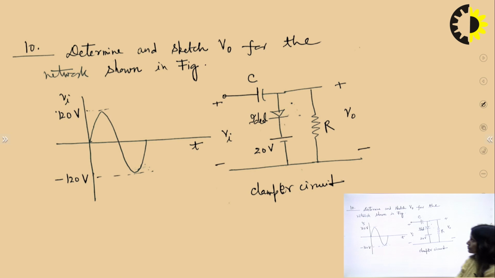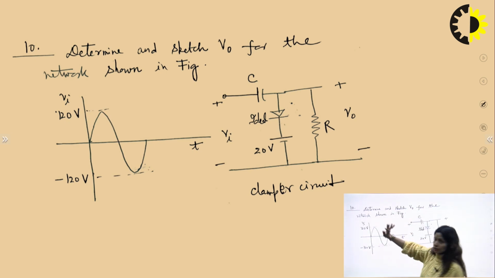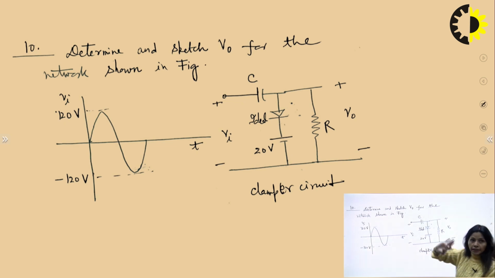Now, a 7-mark question we will do now. This question we will first understand and then we will solve it, right? Now coming to it: determine and sketch VO for the network shown in the figure. Okay, read the question carefully. Don't be in so much of a hurry.